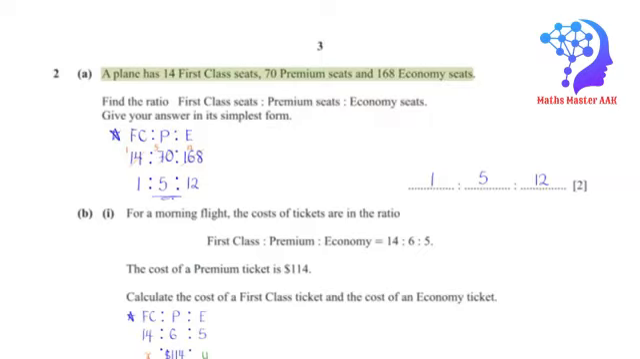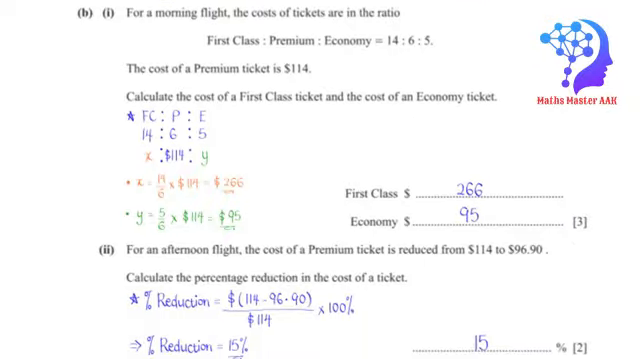A plane has 14 first-class seats, 70 premium seats, and 168 economy seats. Find the ratio first-class seats to premium seats to economy seats. Give your answer in its simplest form. So for the ratio, we have 14 : 70 : 168. The common factor here is 14, and so this helps us simplify the ratio into 1 : 5 : 12.